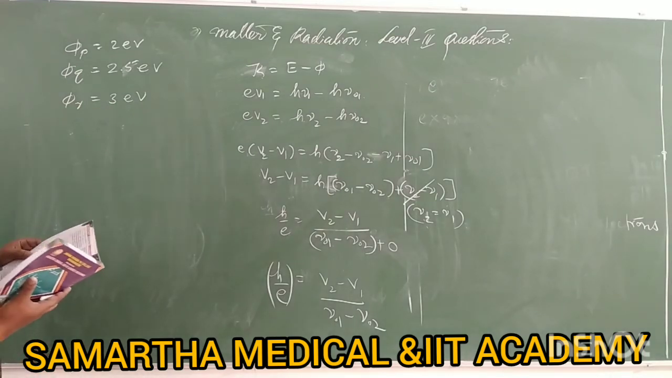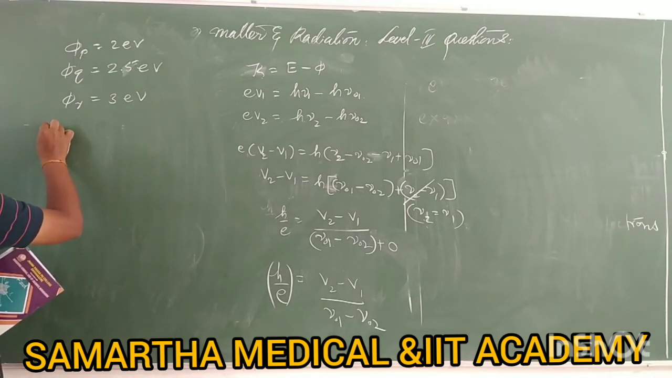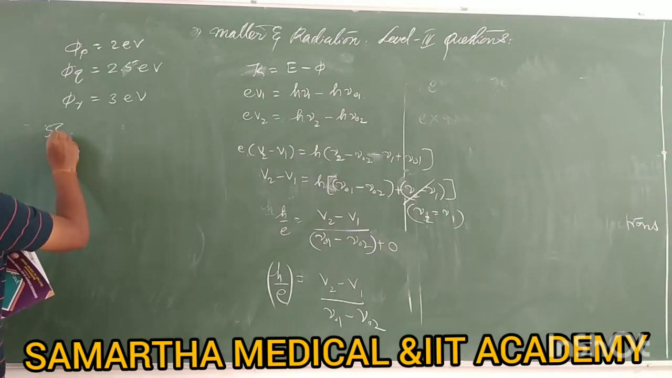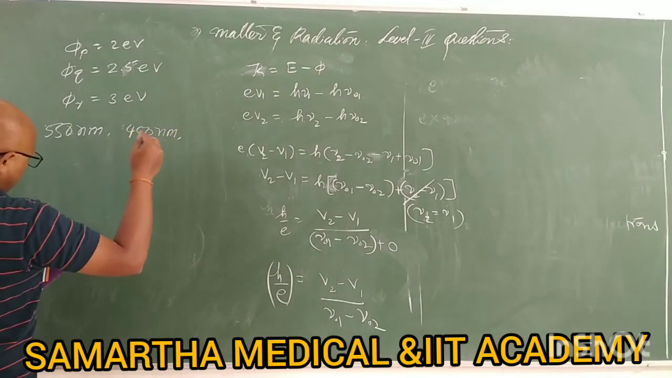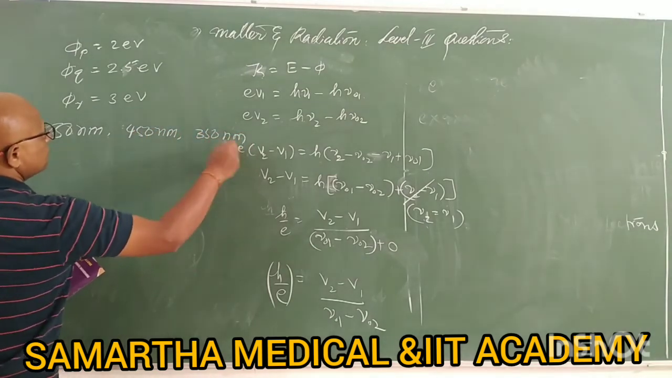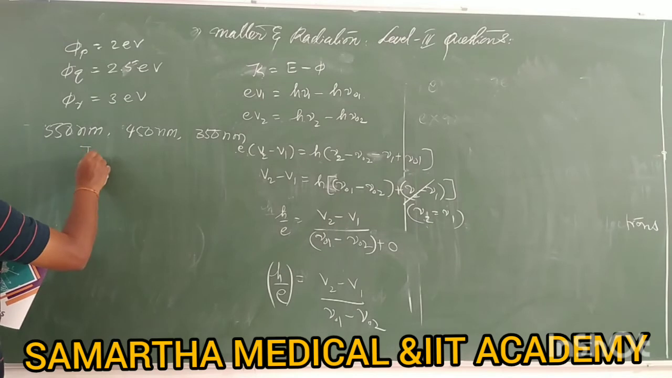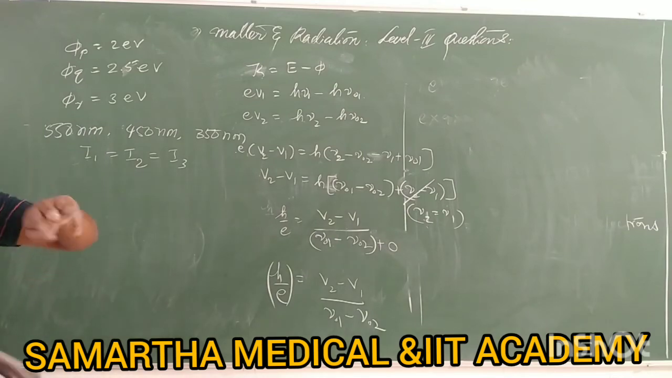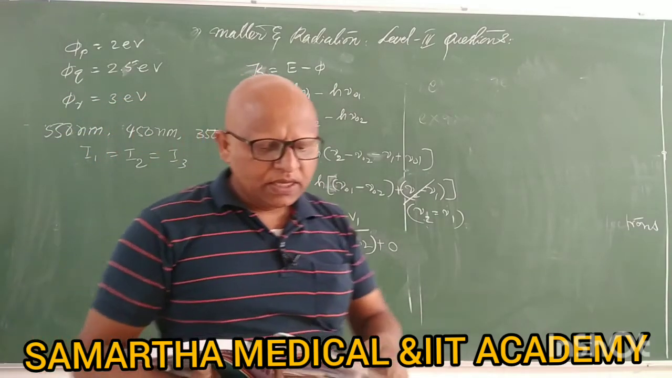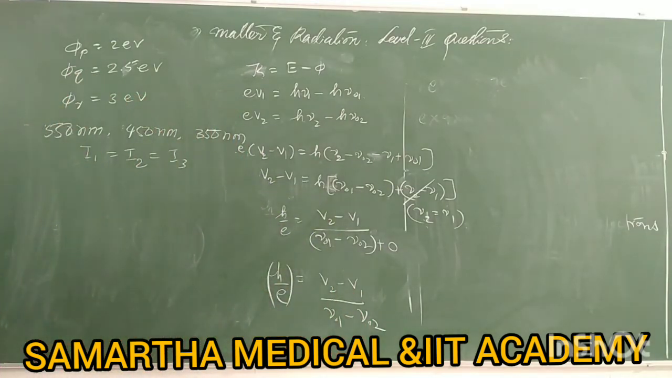A light beam containing wavelengths of 550 nanometer, 450 nanometer and 350 nanometer. There are three wavelengths: 550 nm, 450 nm and 350 nm, used with equal intensities. Equal intensities means all three colors have the same brightness. The correct I-V graph for the experiment, so current versus voltage graph, we have to identify.